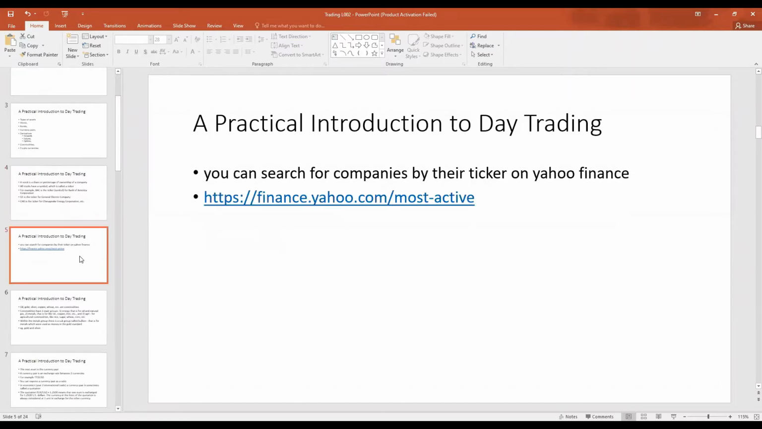So if you want to look for stocks of companies, you can go to this URL here, Yahoo Finance, and you can see companies and their stock. I actually use Yahoo Finance to see companies and their stock price. I look for the most actives. I look for the companies whose stock prices are increasing the most on a daily basis. This will give me an idea of which companies are experiencing the most price volatility for their stock.